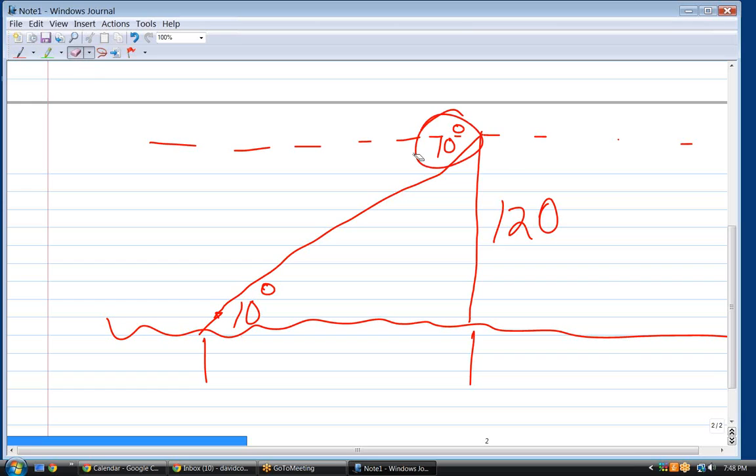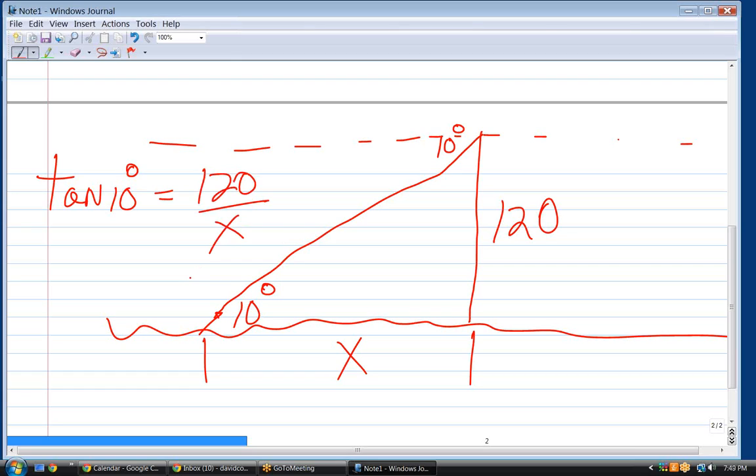So now, give me a trig function that solves for x. Always start these with the trig function. I would not use the law of sines for something like this. We can say that the tangent of 10 degrees, which is a number you can get out of your calculator, is equal to 120 over x. That's all. We don't need to use the law of sines to solve this triangle.